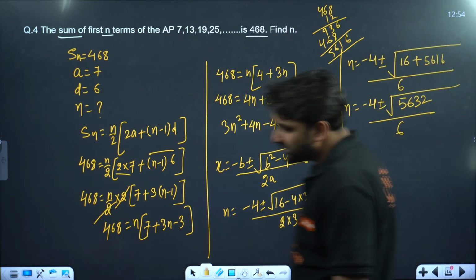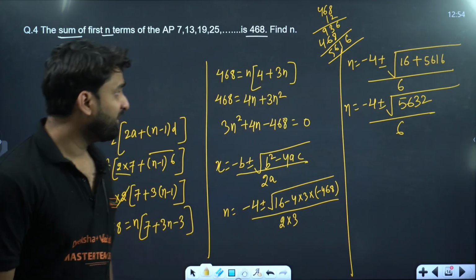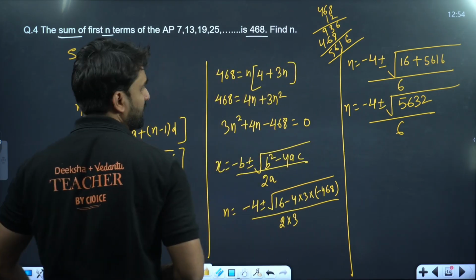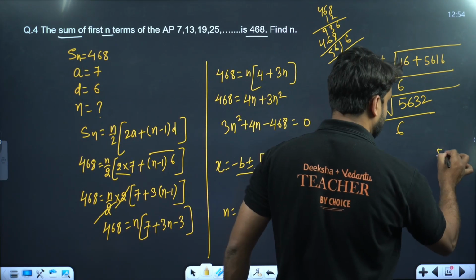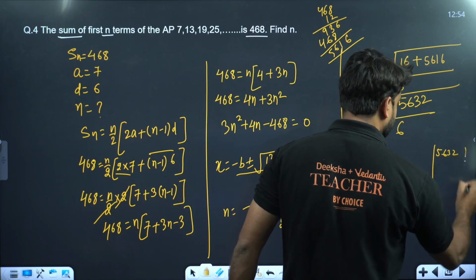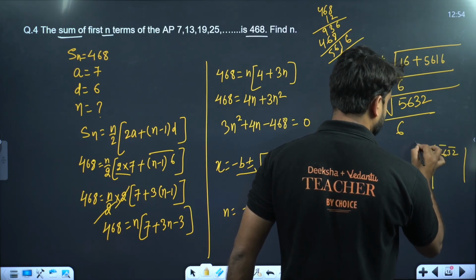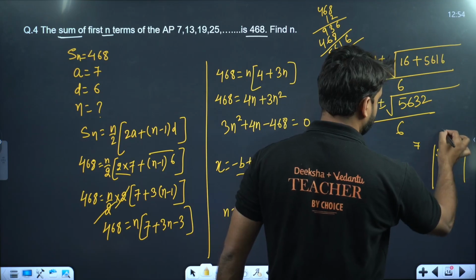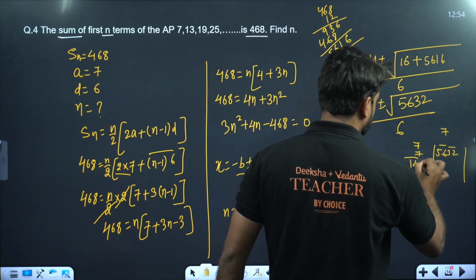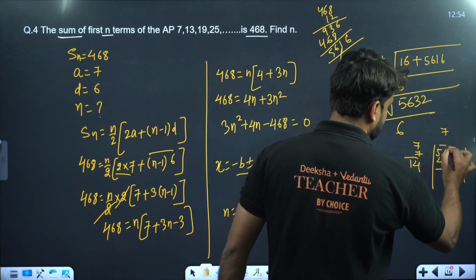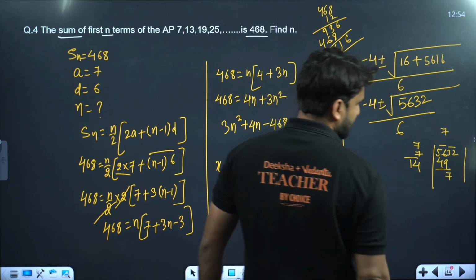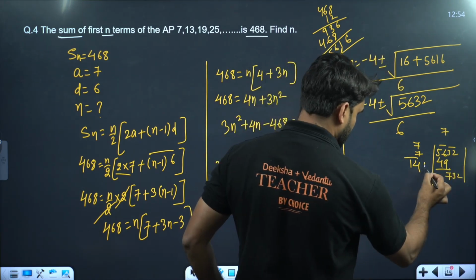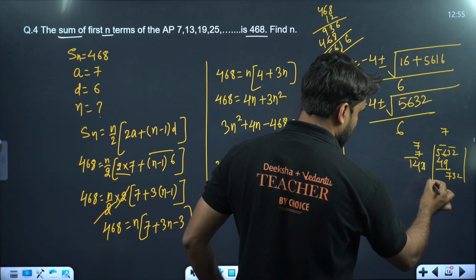Now take the root of 5632. What will be the root of 5632? Let's do a calculation here. So we can find out the root of 5632 here. Make pair. So 7 sevens are 49, 8 eights are 64, and this is here 7 and 32 will come here. Now we can take 12 and 2.